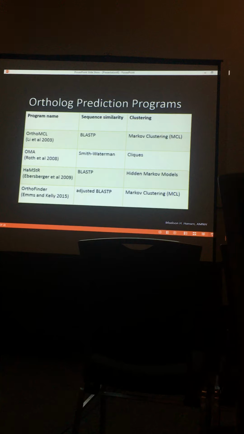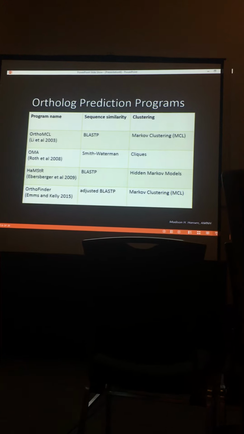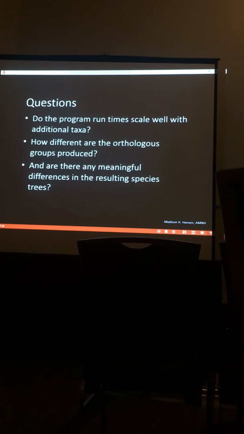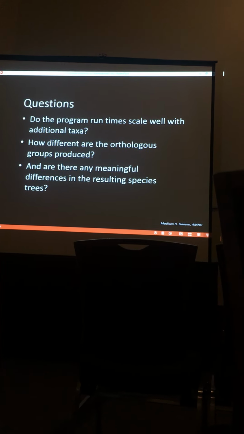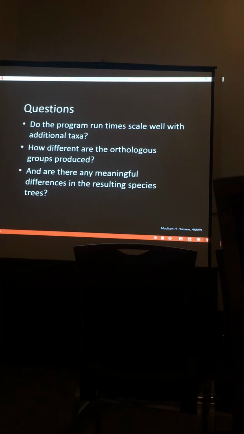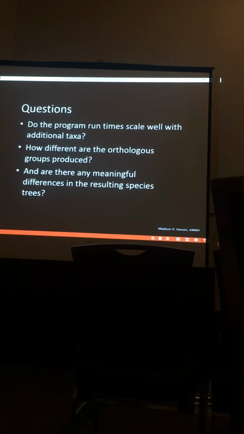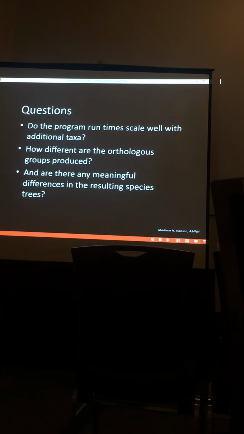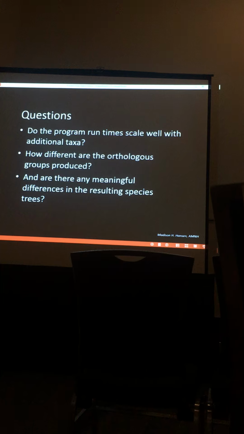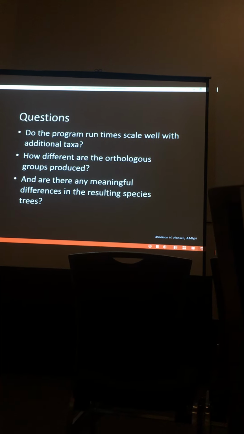So I wanted to use these 4 orthology prediction programs to address some questions about orthology prediction in general. I wanted to know, do the program runtimes scale well if we add more taxa? As we sequence more and more organisms, will these programs be able to handle it, or will they just take forever? How different are the groups that these programs produce? Do we see any meaningful differences there? I would expect that a lot of the times they should predict the same thing, but that every program will have its own strengths and weaknesses and find some groups of genes that other programs miss. And then if we use these groups to make species trees, do we also see differences there? Does it matter in the long run, or do you get the same trees no matter what?